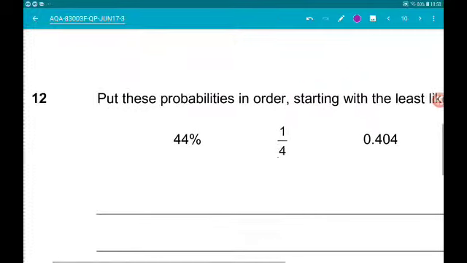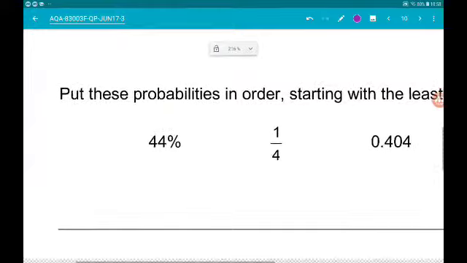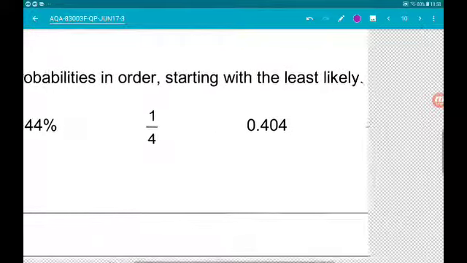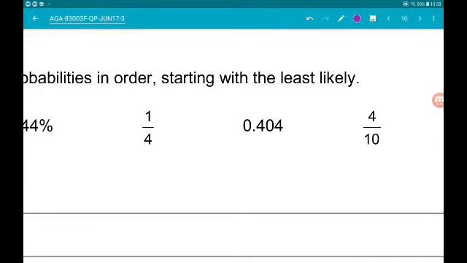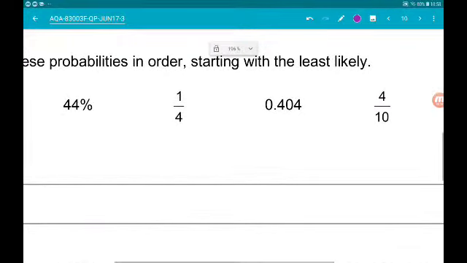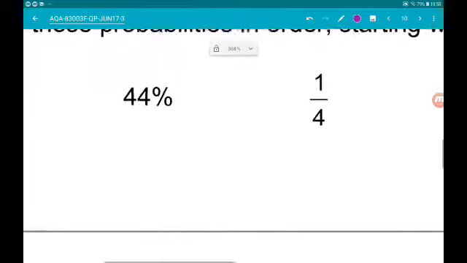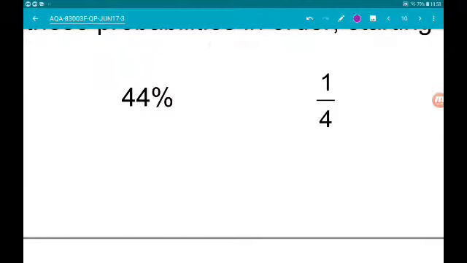Question 12. It wants us to put these probabilities in order, starting with the least likely. Okay, so a least likely probability is the smallest. So all of them are in different form. So what we need to do is turn them all into the same form. So I'm going to go for decimal. So 44% is 0.44.